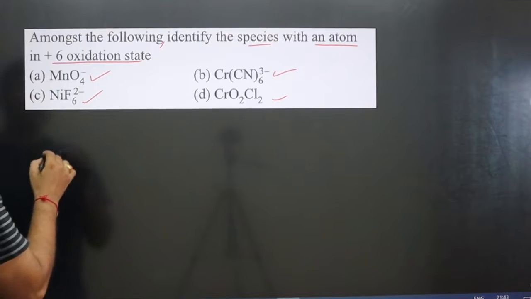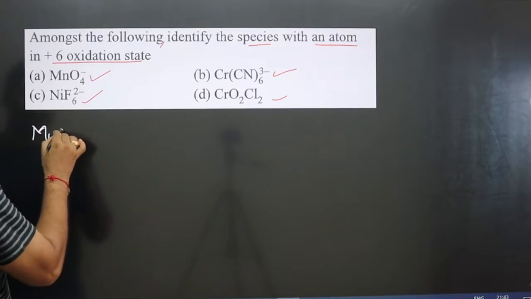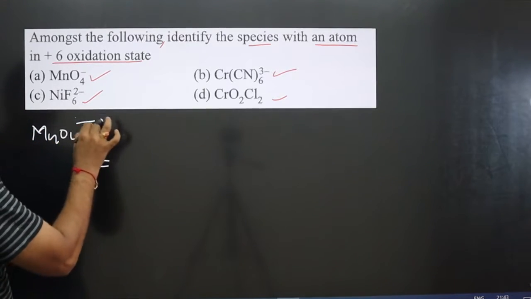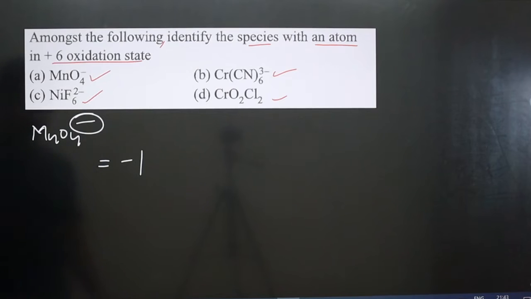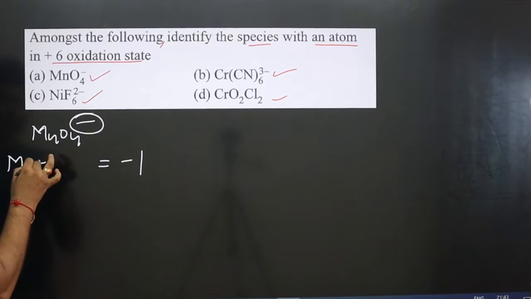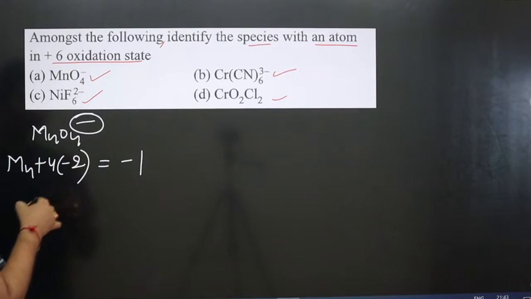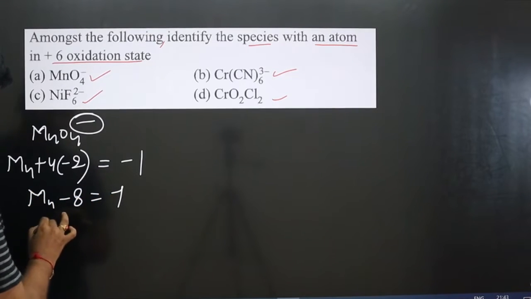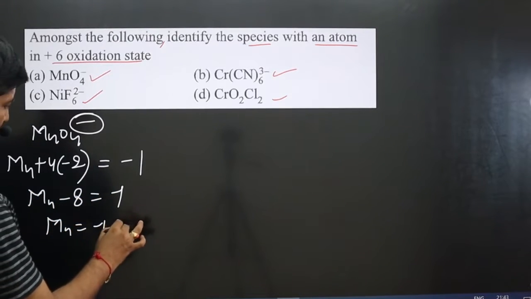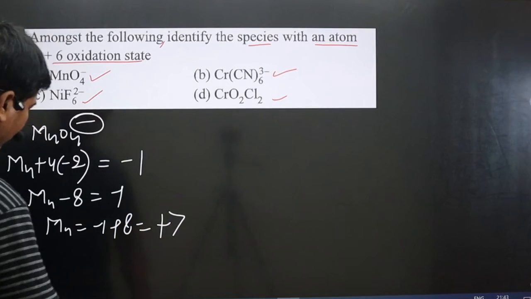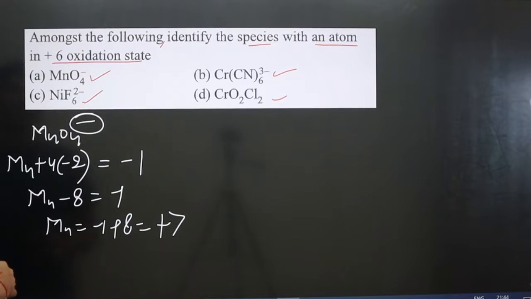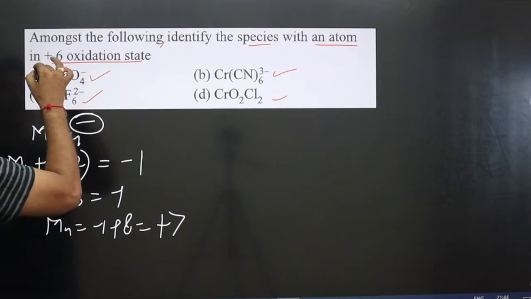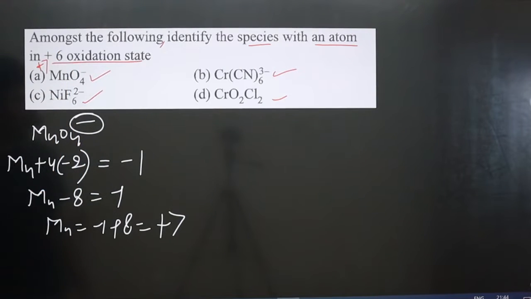First we have MnO4 minus. Total charge is -1. For manganese we have to calculate: how many oxygen? 4 oxygen. Each oxygen is -2. Mn - 8 = -1, then manganese is equal to -1 + 8 = +7. So you can see manganese is present in +7 oxidation number. So this is not the correct choice.